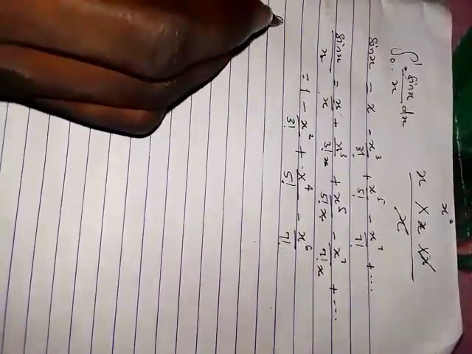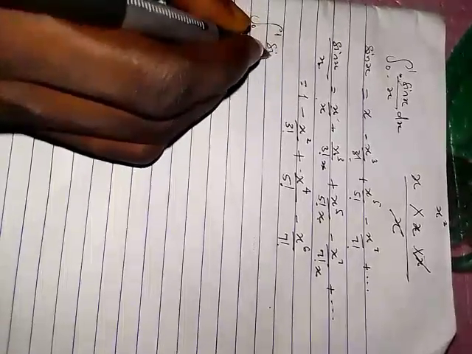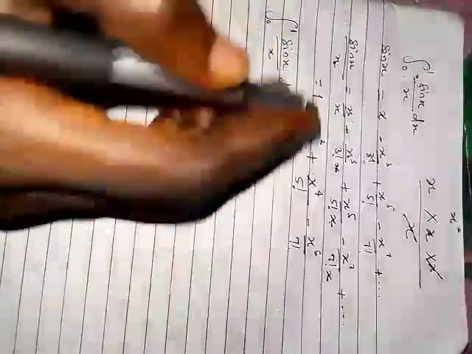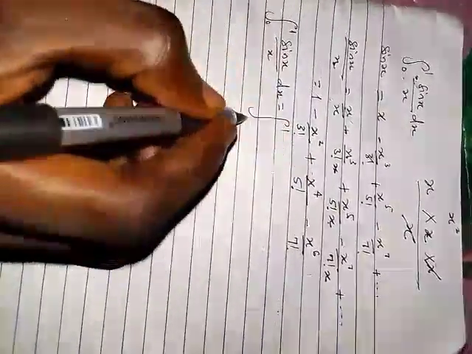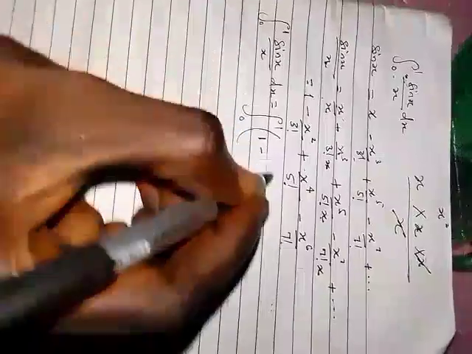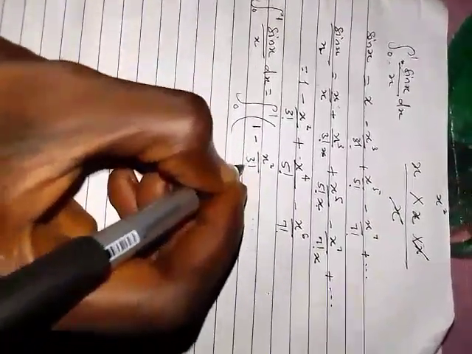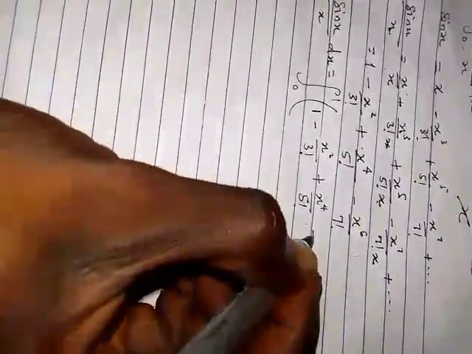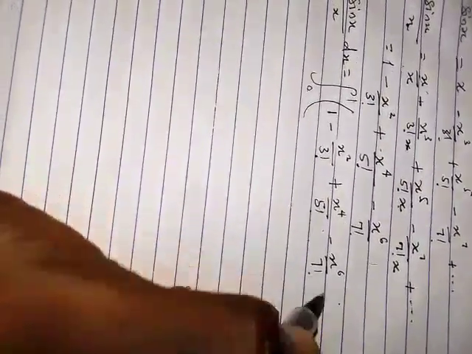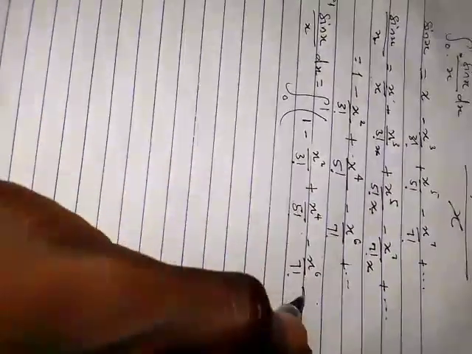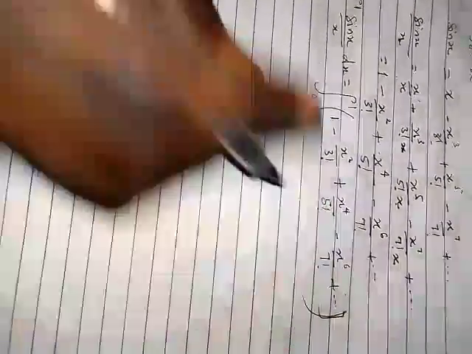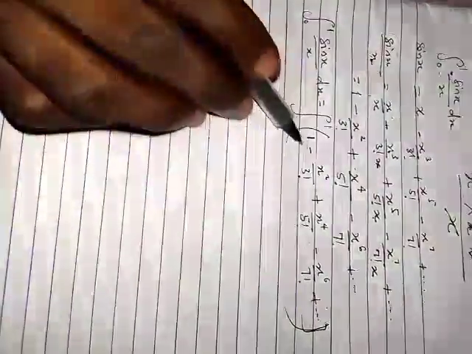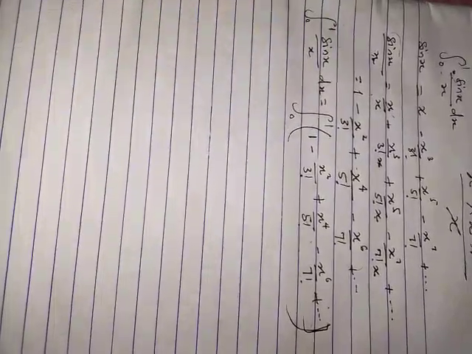So now let us use it: the integral from 0 to 1 of sine x over x dx is equal to, since this is our sine x over x, it can also be written as the integral from 0 to 1 of 1 minus x squared over 3 factorial plus x raised to power 4 over 5 factorial minus x raised to power 6 over 7 factorial to infinity. Right? That is what we did. Because we expanded sine x over x, this is the value. That is why we are writing it here instead of writing sine x over x again.